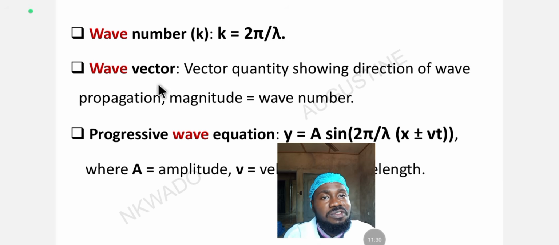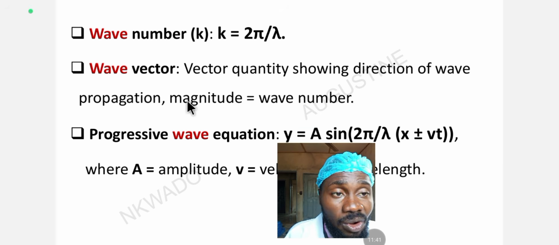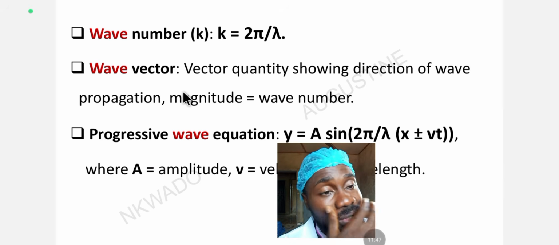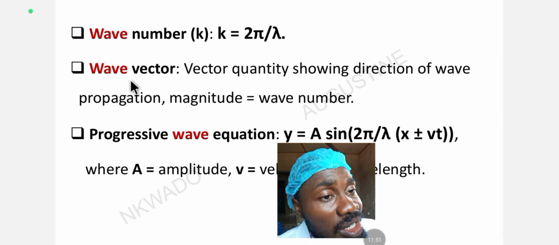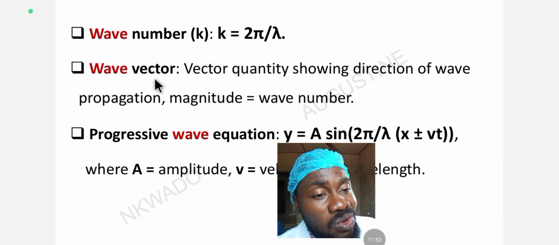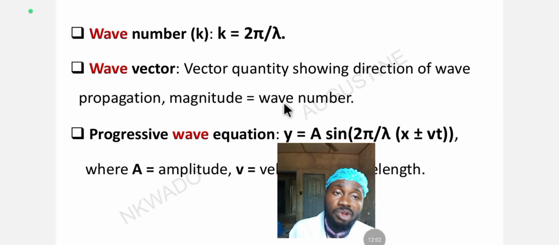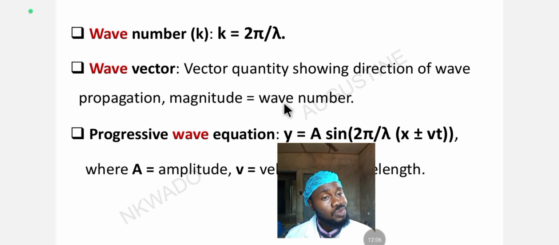So let's look at wave vector. Wave vector is the quantity showing direction of wave propagation and magnitude. As simple as that, you all know what a vector quantity is. We've treated that before. A vector is a quantity that has both magnitude and direction. So when you say wave vector, it is the wave quantity that has a direction and a magnitude. The magnitude is equal to the wave number. If you are told to look for wave number and you have the magnitude there, pick the magnitude and you are good to go. That's the answer, because magnitude is equal to wave number.